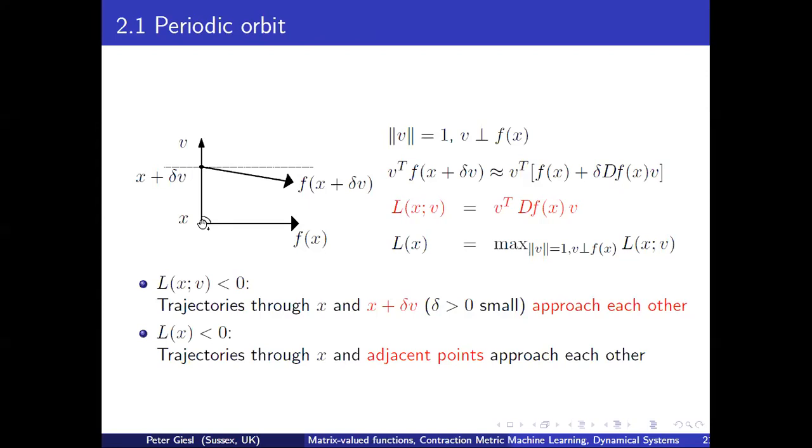Now, what we really want is that trajectories in every direction perpendicular to f are contracting. So basically, we take the maximum over all these v, where v should be perpendicular to f and have norm 1. If the maximum of all these quantities is still negative, and that's what we call L of x, then trajectories through x and adjacent points, perpendicular to f, I should say, all approach each other. So that's the contraction condition that will appear in the next theorem.